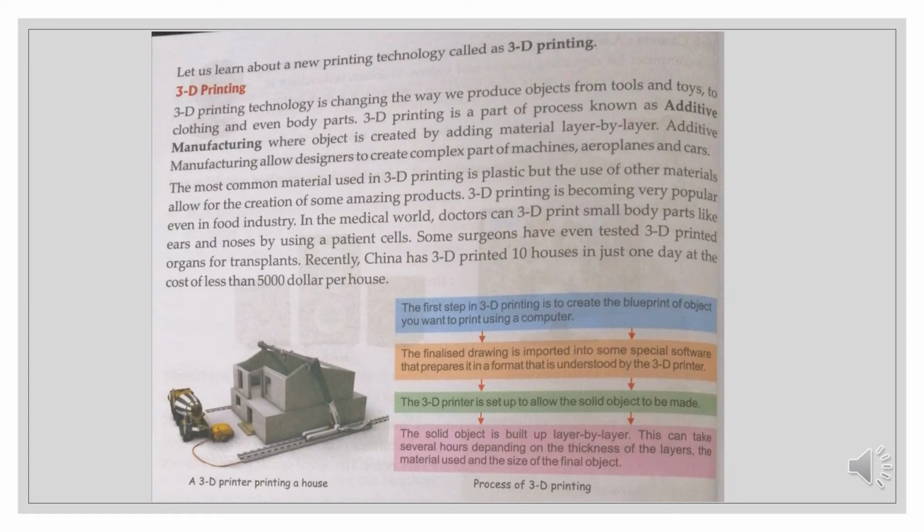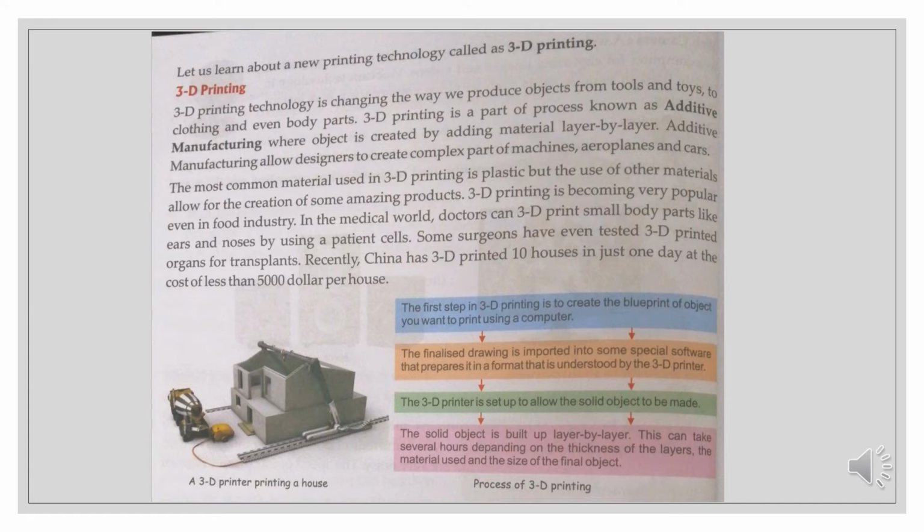Next is 3D printing technology. 3D printing technology changes the way we produce objects. Using 3D printing technology, we can create tools, toys, clothing, and even body parts. 3D printing is a part of a process called additive manufacturing, in that the objects are created by adding materials layer by layer. Additive manufacturing is used for creating complex parts of machines, aeroplanes, and cars.